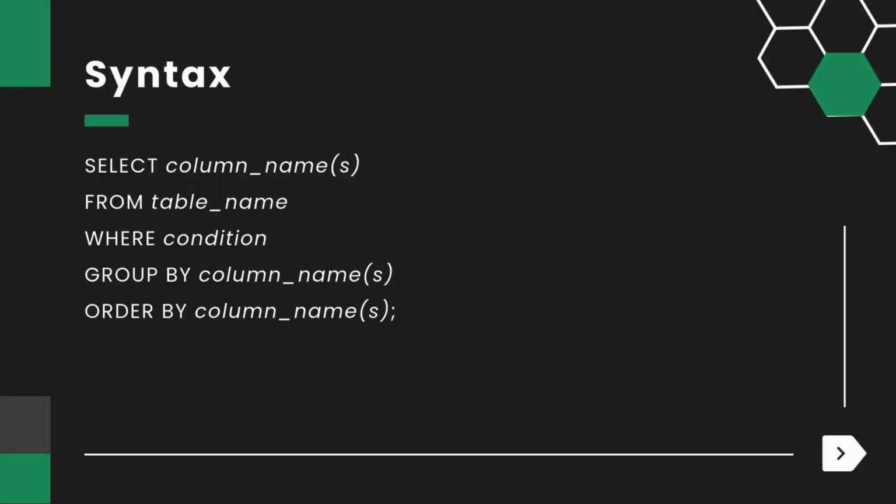Here's the basic syntax of the group by statement. Select column name from table name where condition group by column name, order by column name. Let's apply this syntax. For this tutorial, we will be using the Northwind database as a sample.